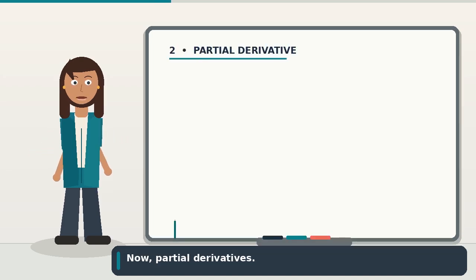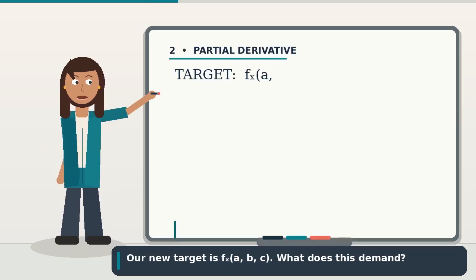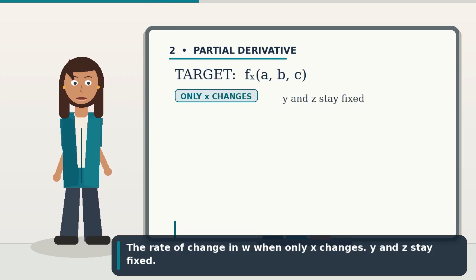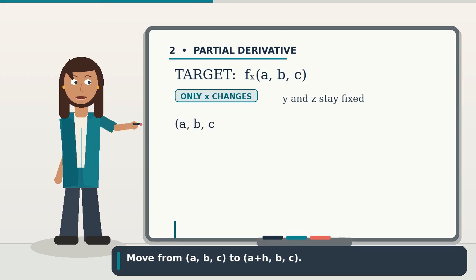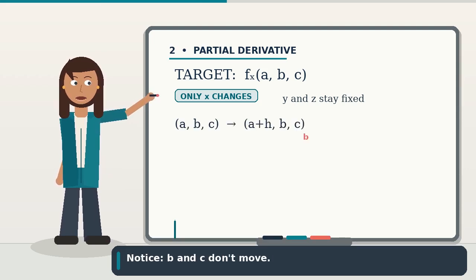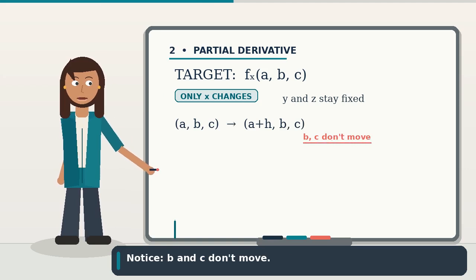Now, partial derivatives. Our new target is f sub x at a, b, c. What does this demand? It demands the rate of change in w when only x changes, while y and z stay fixed. So we move from a, b, c to a plus h, b, c. Notice b and c do not move.